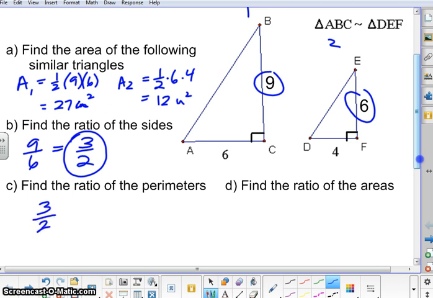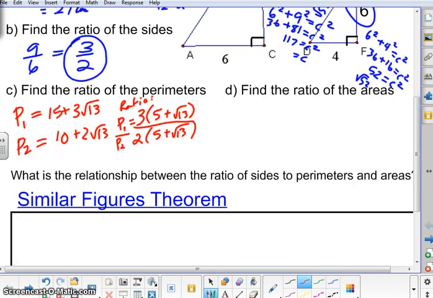So pause, and I want you to go ahead and do the Pythagorean theorem and come back and check. So as you found out, 3/2 is coming up again, because those are going to cancel out and you get 3/2. So the ratio of the sides and the ratio of the perimeters are exactly the same.